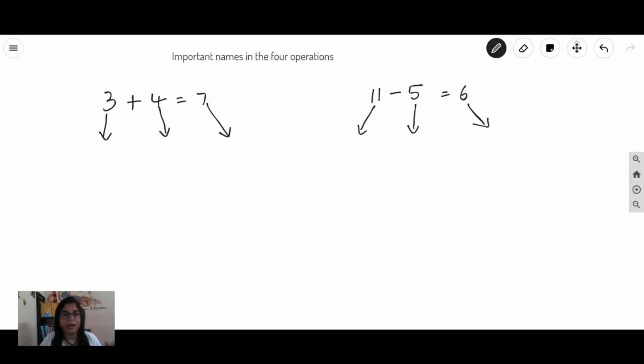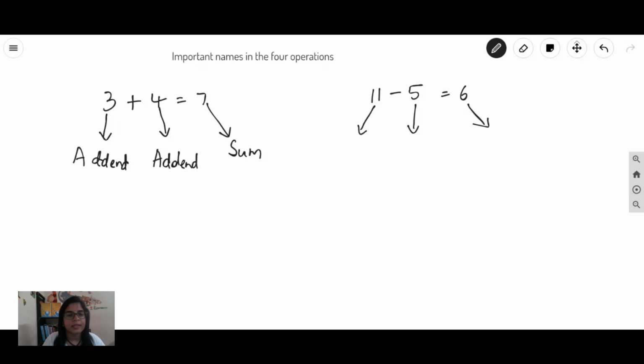So we are going to learn what are the names given to the four operations. Now, let's take this 3 plus 4 is equal to 7. What is this 3 called as? It is called an addend. What is the 4 called as? It is also called an addend. And the answer, the 7, is called the sum.